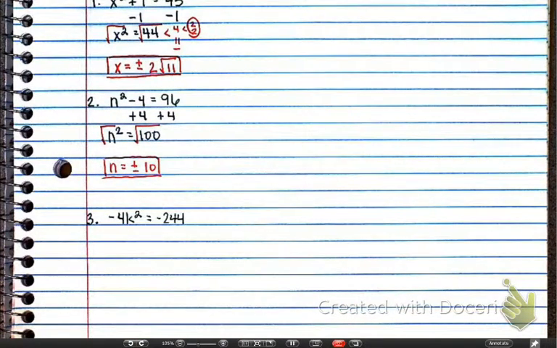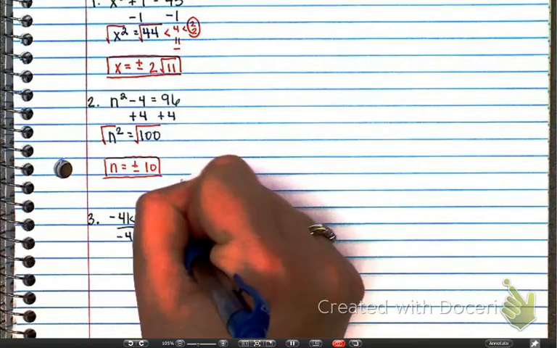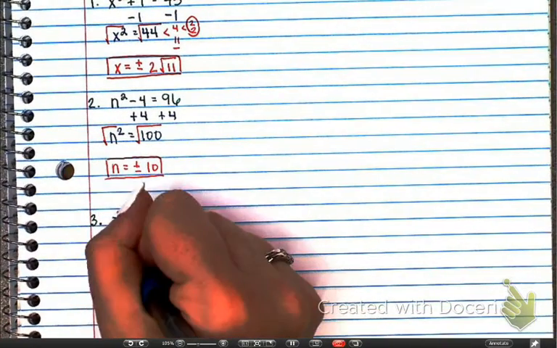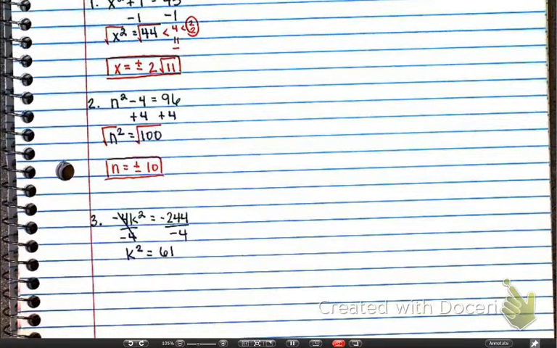Okay, what about this one? Negative 4k squared equals negative 244. Just like before, our goal is to get the variable by itself. So what would I do to get k squared by itself? Divide by negative 4, because currently I'm multiplying, so the opposite of multiplication is division. That allows those to cancel out, giving me k squared equals, what'd you say, Destiny? 61. So negative 244 divided by negative 4 is a positive 61.